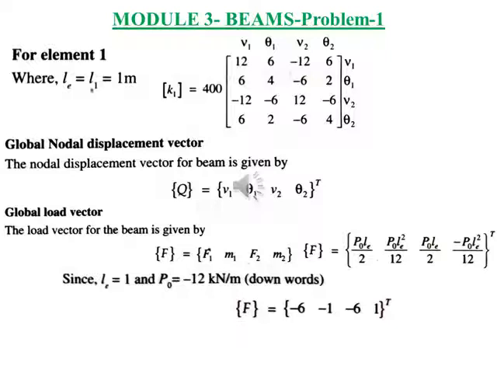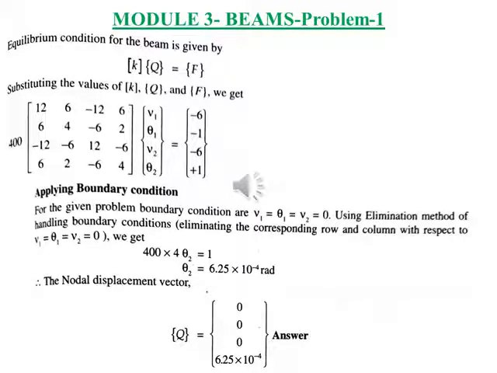So the load value is given as 12 kilonewton per meter acting in the downward direction, hence the sign convention will be minus. So substituting this and getting the force matrix, we get the force matrix or load vector as minus 6, minus 1, minus 6 and 1.